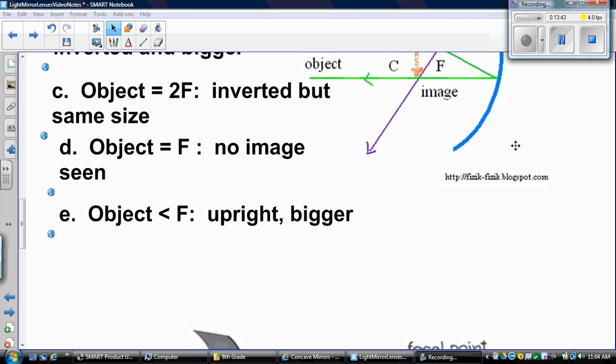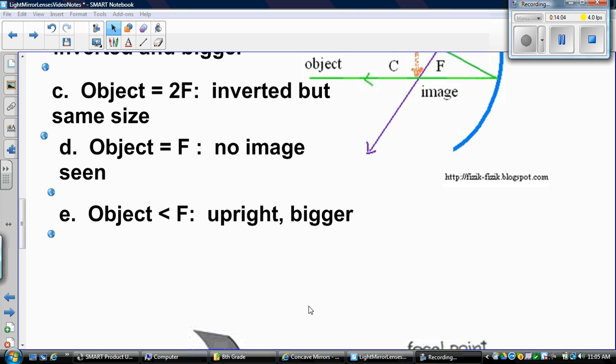Okay, so now we're going to put the object right at the focal point. So you remember earlier I said you can find the focal point because that's where no image is going to be seen in that mirror. And so you can find the focal point where you won't see an image, and then you can find your focal length, and then you can find your center of curvature. Okay, so let's take a look at how that works.